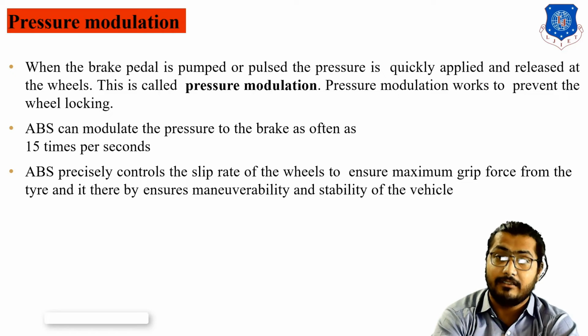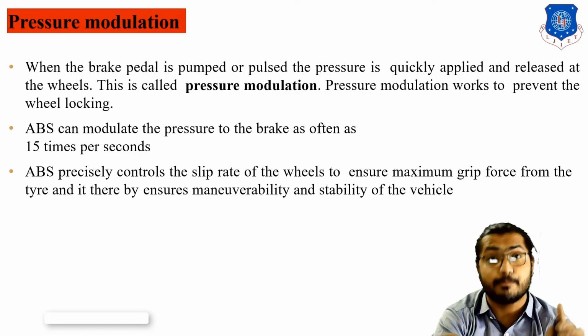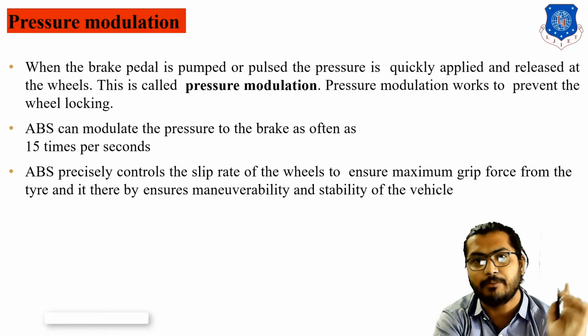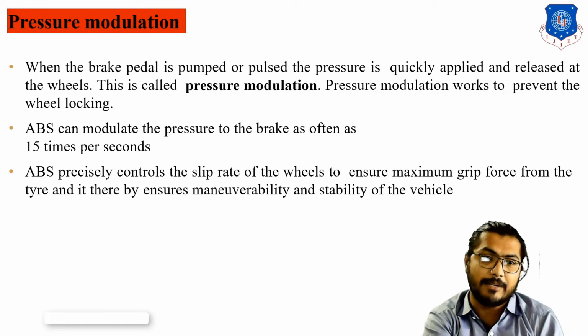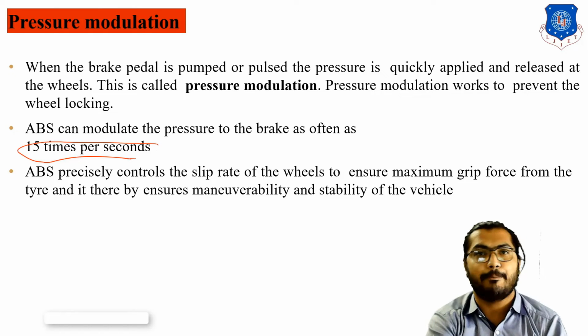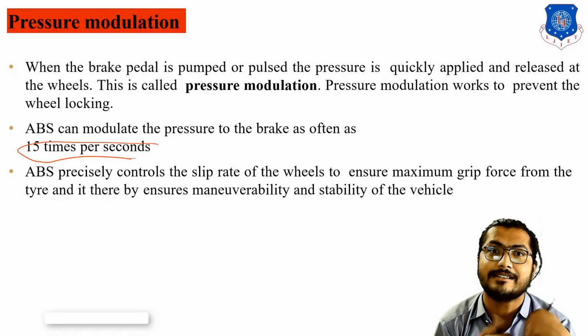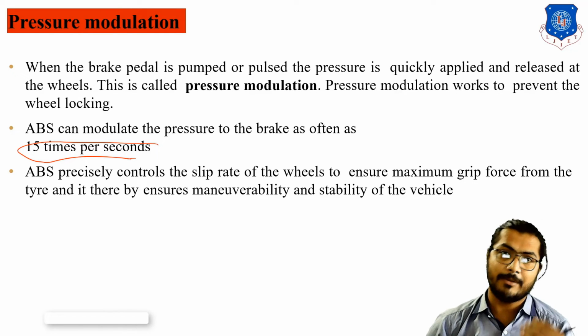Okay, the wheels will not be locked, with the help of pressure modulation. The ABS can modulate the pressure to the brake as often as 15 times per second. Sorry, I said 1 minute previously, but here it is 15 times per second. That means the brake is applied and released 15 times in 1 second. So remember these things.